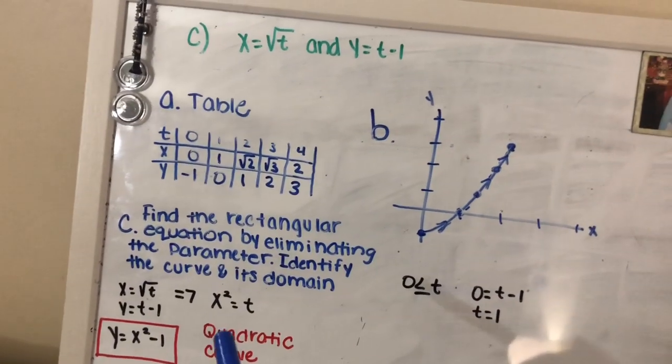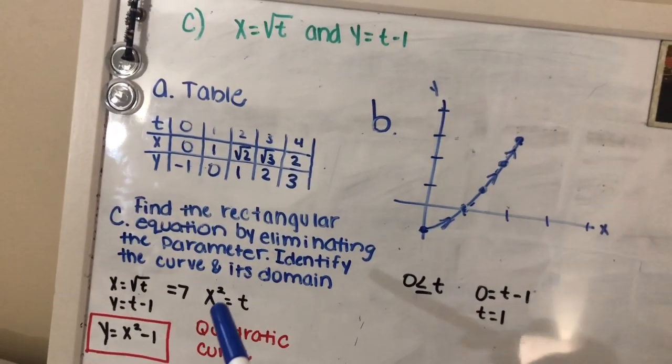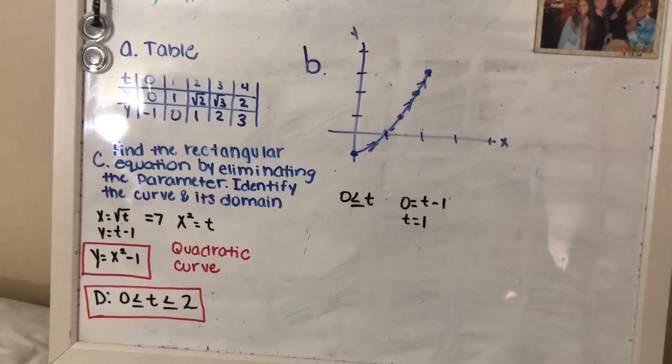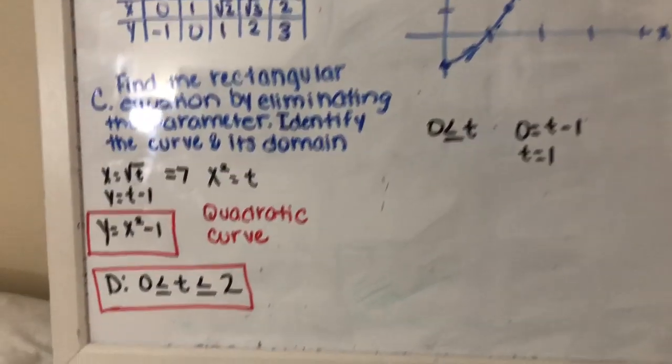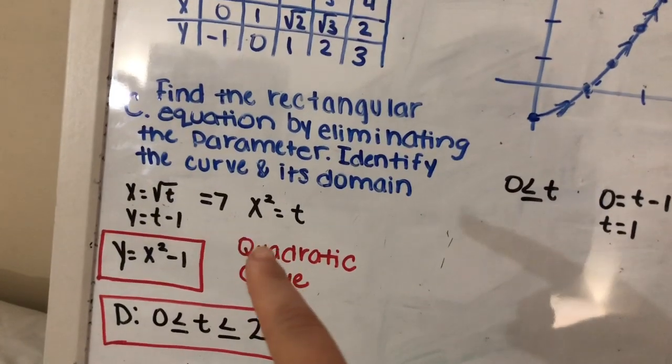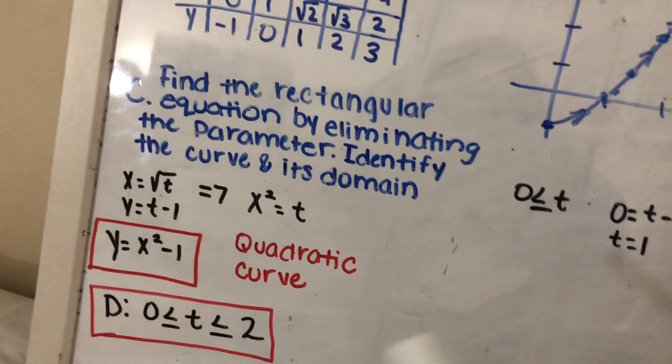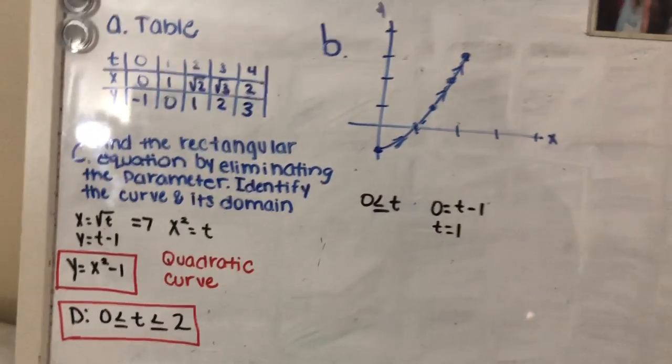So I took x equals square root of t, and I got t alone and made t equals x squared by squaring both sides. Then I plugged that into the other equation, substituting into y equals t minus 1, and I got y equals x squared minus 1.